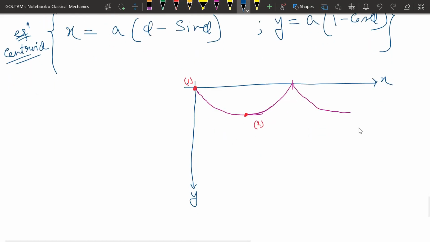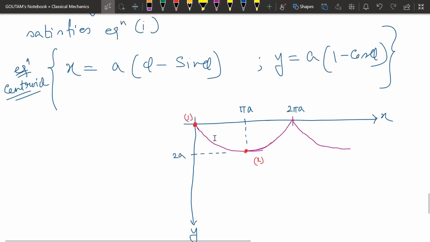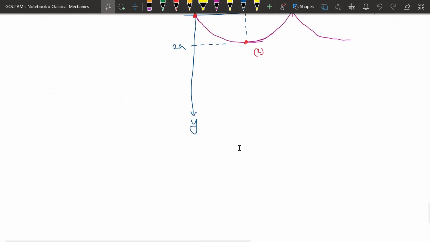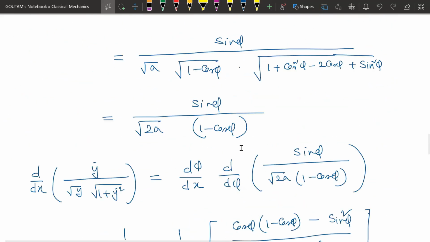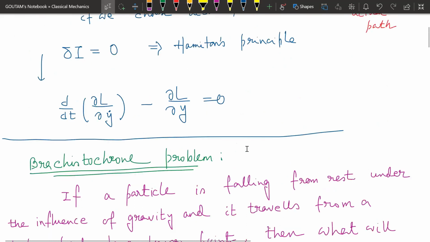So here its value is 2a. At this point, its value is pi a. Here, its value is 2 pi a. So this is the desired curve that it should follow, such that the time taken will be minimum. This problem is called the Brachistochrone problem. It's a very interesting problem.